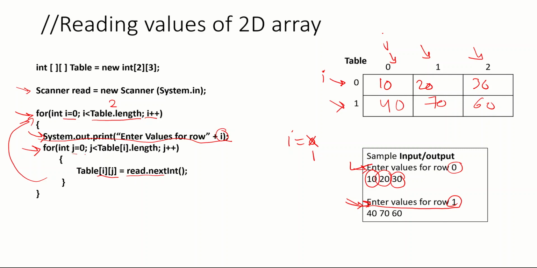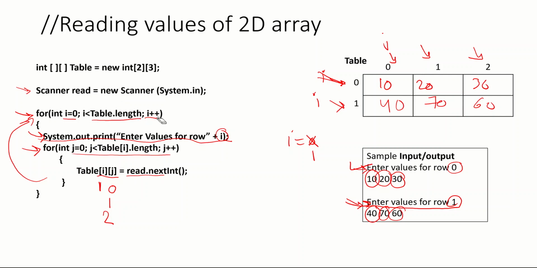Then you will have a j loop, and j will go from 0 till the end of the columns with the current i, and the current i has moved from 0 to 1. So i will still be 1, but j will be moving. It will move 0, 1, and 2, and the values read will be 40 in location 1, 0, 70 in location 1, 1, and 60 in location 1, 2. By this, you will be done with the reading of the two-dimensional array.